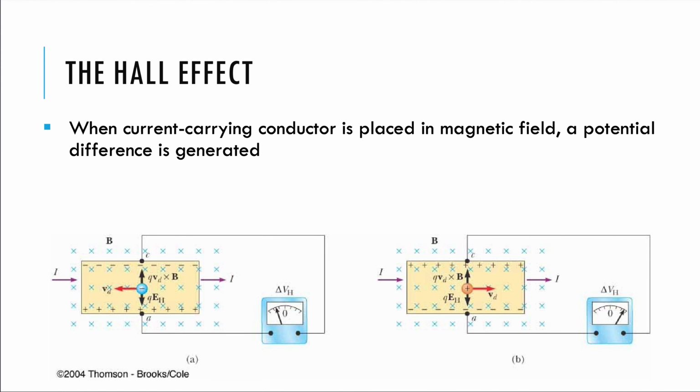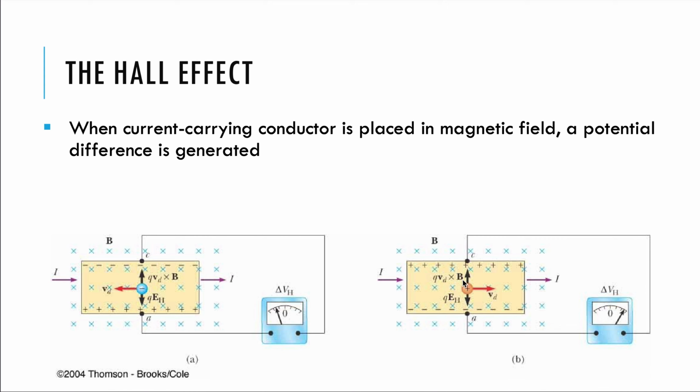The Hall effect is what happens when you have a current carrying conductor placed in an external magnetic field. And what happens is that a potential difference is generated. This picture here on the left shows that you have your conductor. Think of it as a piece of metal that is carrying a current to the right. And there's a voltmeter attached to both ends here. And we see that there's a negative potential difference being generated.